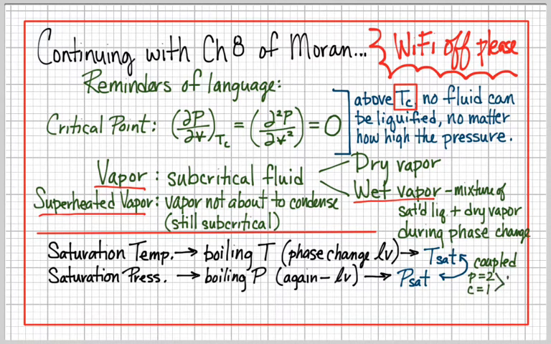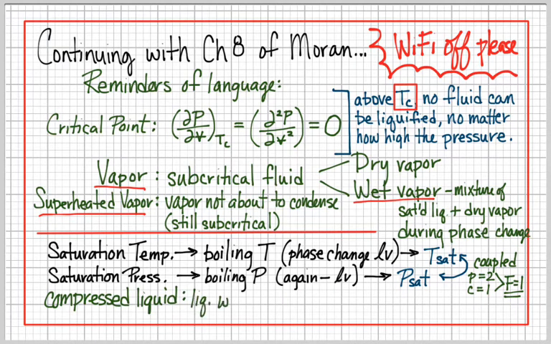And again, you know that temperature and pressure are coupled, married together, especially when you have two phases. When you have a mixture of a saturated liquid and a dry vapor, you have two phases. If it's all H2O, one component, you have one degree of freedom, one lookup table value.